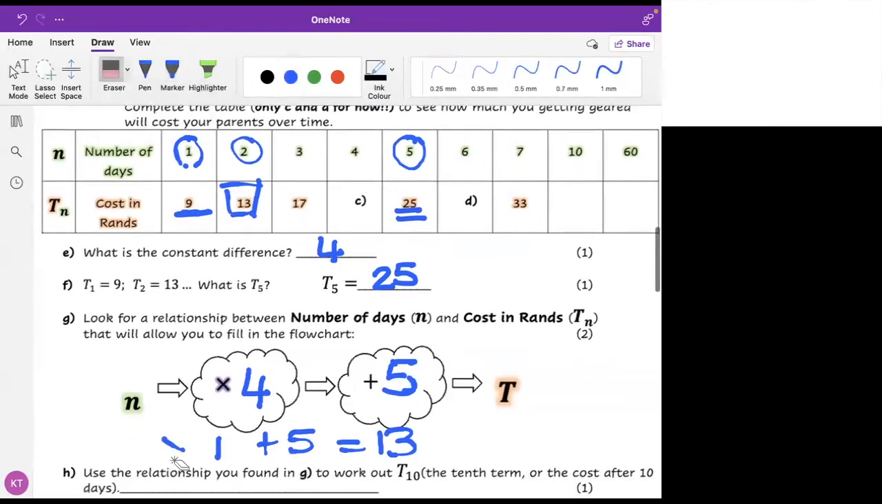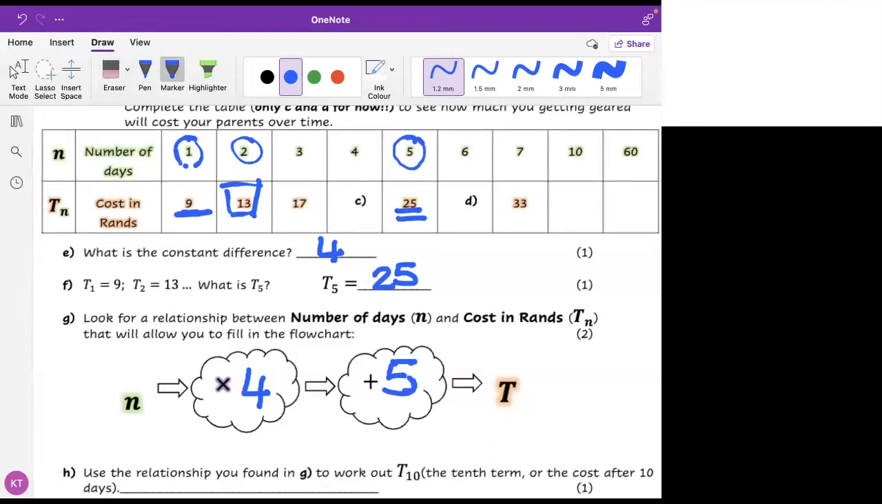Let's try one more. Let's do number 5. So let's say n is 5. 5 times by 4 plus 5. So 5 times 4 is 20. 20 plus 5 is 25. So are my numbers all working? Yes, they are, because there is my 25. Oh, I love math. Don't you love math? It's like magic. Come on. Isn't that beautiful? What a beautiful sum. That's beautiful math.